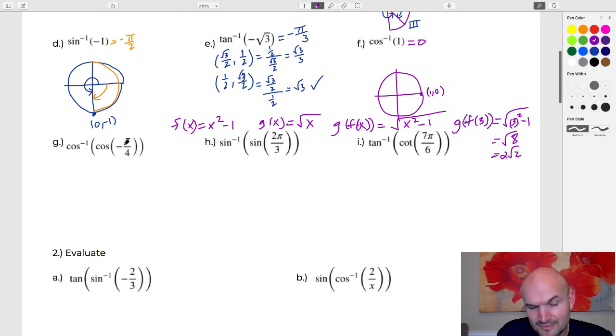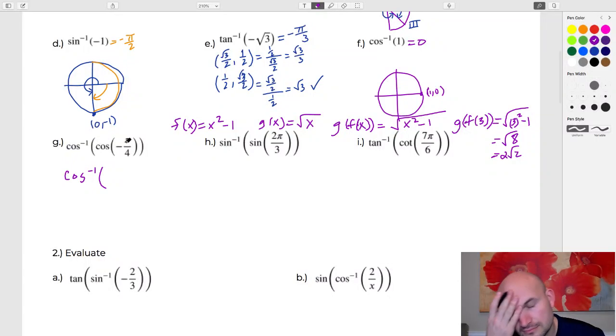Which is negative square root of 2 over 2, right? Because cosine of pi over 4 is square root of 2 over 2, so therefore in the second quadrant, which is 3 pi over 4, would be negative square root of 2 over 2. So now I have cosine inverse. Jeez, man, I'm so sorry. Let's redo that explanation. Forget it ever happened.